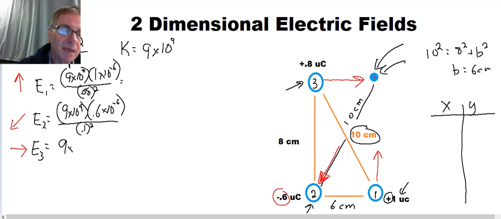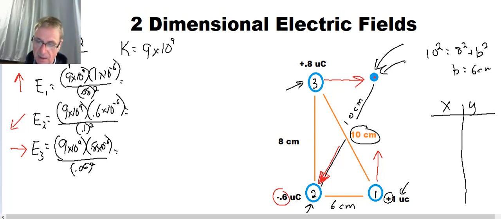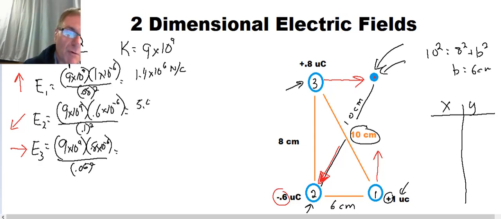E3 is going to be 9 times 10 to the 9th times 0.8 times 10 to the negative 6th coulombs divided by 0.06 meters squared. And the values that we get for these are going to be 1.4 times 10 to the 6th newtons per coulomb for E1. It's going to be 5.4 times 10 to the 5th newtons per coulomb for E2. And it's going to be 2 times 10 to the 6th newtons per coulomb for E3.